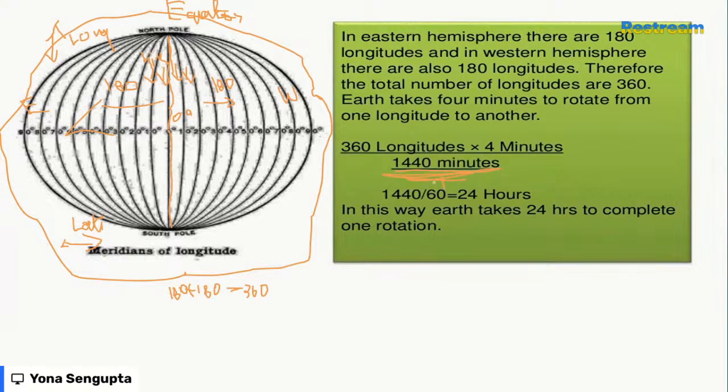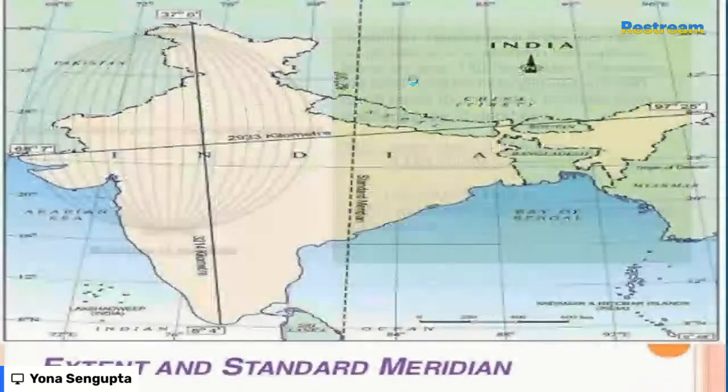So we need to convert it to hours. It is divided by 60 minutes. So it is 1440 by 60, which gives us 24 hours. So in this way you can say that the earth takes 24 hours to complete one rotation.